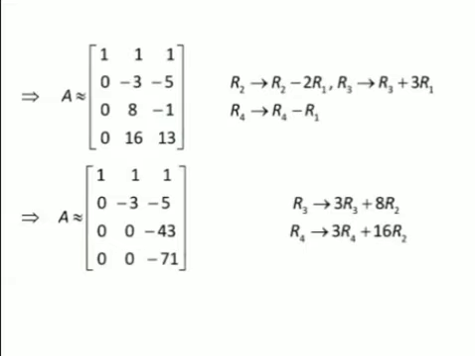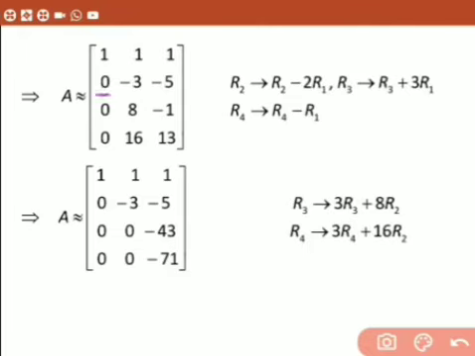Then apply the row operations. Let us make the first element of the second row, the third row and the fourth row 0. For that, R2 changes to R2 minus 2 times R1, R3 changes to R3 plus 3 times R1, and R4 changes to R4 minus R1, so that these first elements become 0. I explained in the last video how to make these elements 0 by applying row operations. So we got these elements as zeros by applying these row operations.